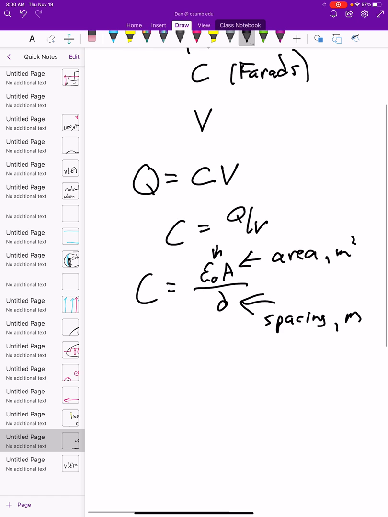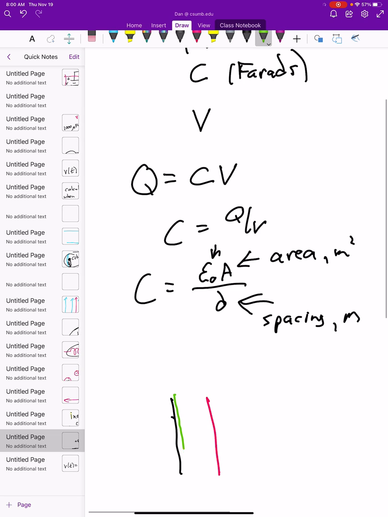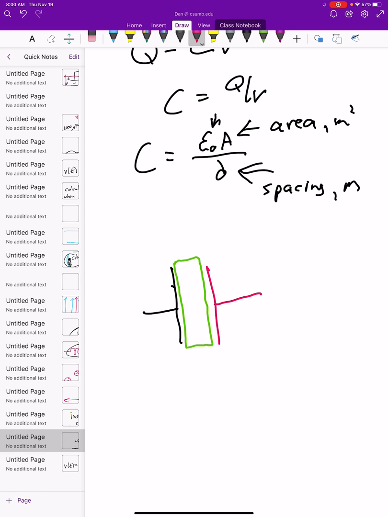And if you have a dielectric, the way you can think about a dielectric is you have your two plates, and you have some material in between the plates. And if you think about the fact that the material is an insulator, that means the electrons can't move freely. So a dielectric is an insulator.